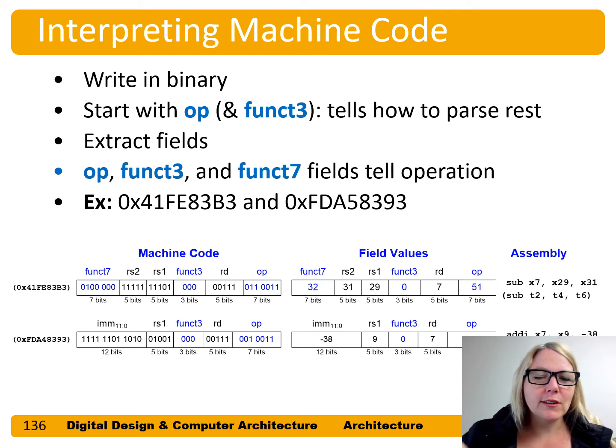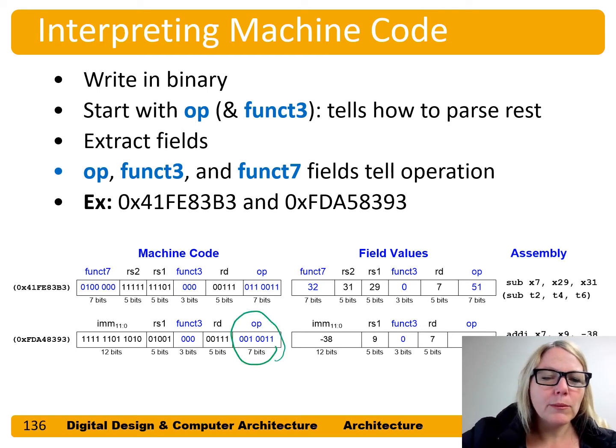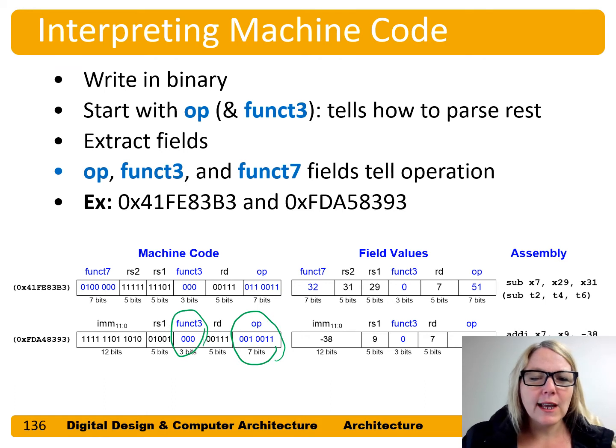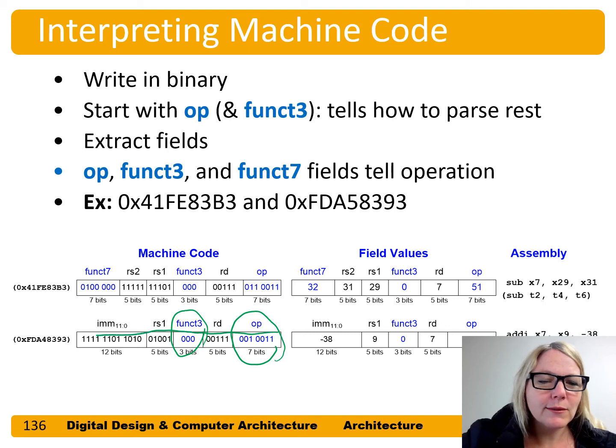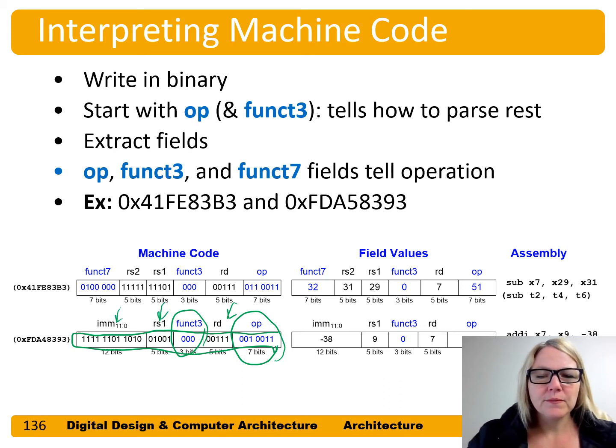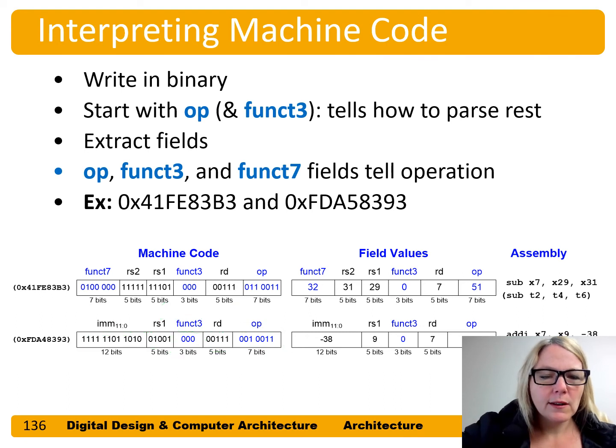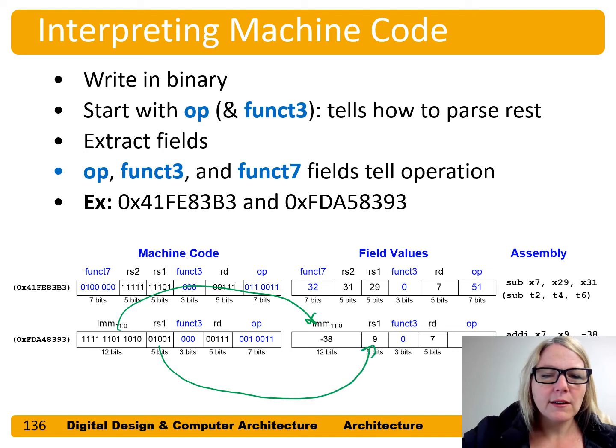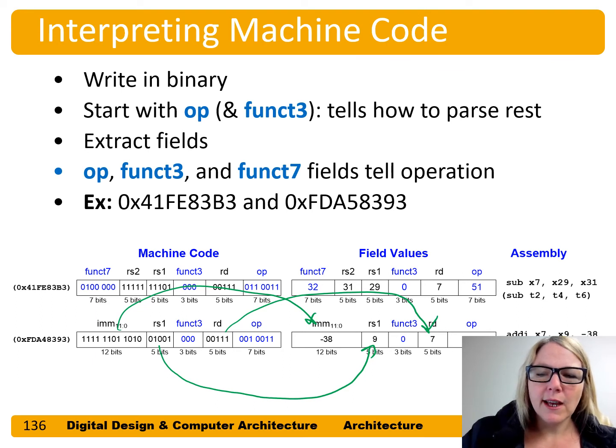And same thing for the next instruction. We looked at the 7 opcode bits and the func3 bits, and saw that it was an add immediate instruction. So we now know what format to use. We have the RD field here and RS1, and the immediate bits are in the most significant bits. And so then we write this into decimal, minus 38. RS1 is 9, and RD is 7. And we have add immediate x7, x9, minus 38.